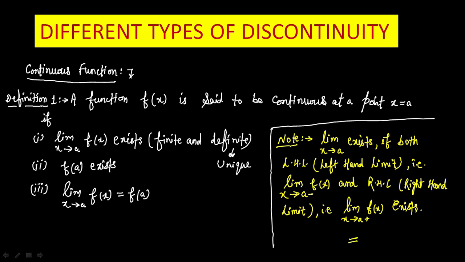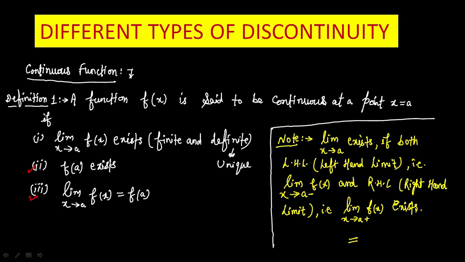Meaning, if you get the value finite and unique, then we say that limit x approaching a of f(x) exists. The second condition is f(a) exists. And the third one is limit x approaching a of f(x) is equal to f(a). If all these three conditions are satisfied, then we say that the function f(x) is continuous at this particular point x equal to a.